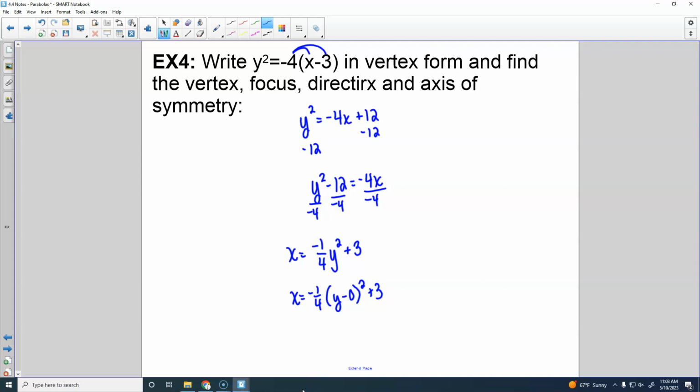Alright. Does this open up, down, left, or right? X equals means left or right. What do you think? Not down. It would be down if it was y equals. But this one's x equals, which is going to open left or right. And so the negative direction for left or right would be left. So this one's going to open to the left. So your parabola will look like this. Troy, what's the vertex going to be?